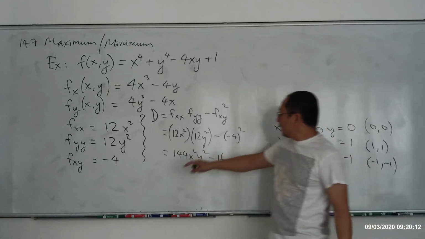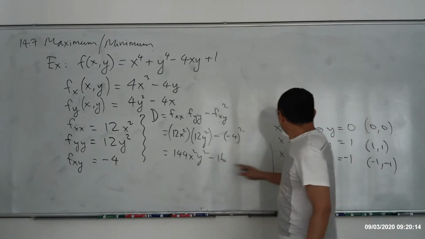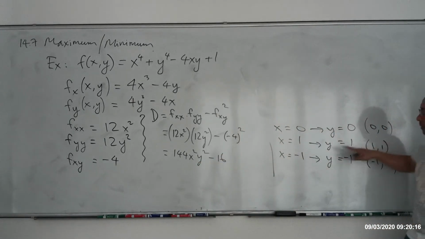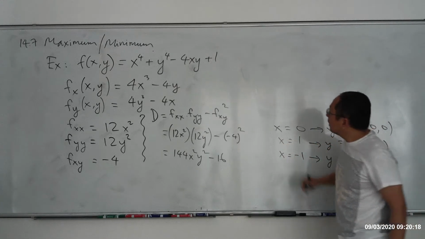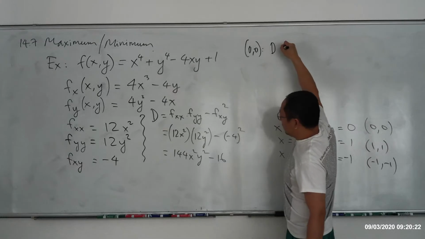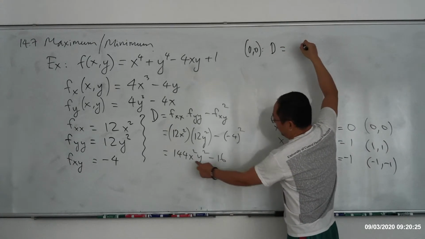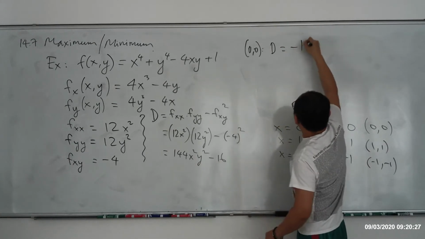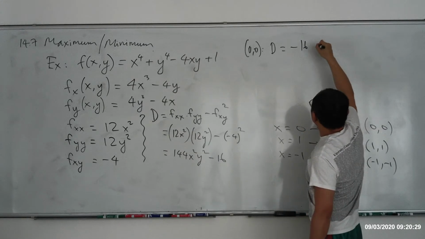First, I'm going to plug in x equals 0, y equals 0. I've got a point right here, the first point that I'm going to test. Try 0, 0, then D is what? 0 for x, 0 for y, so D is equal to negative 16. It is a negative number.